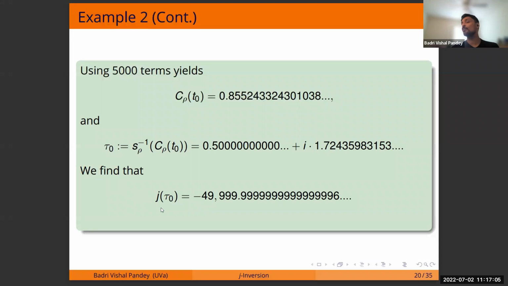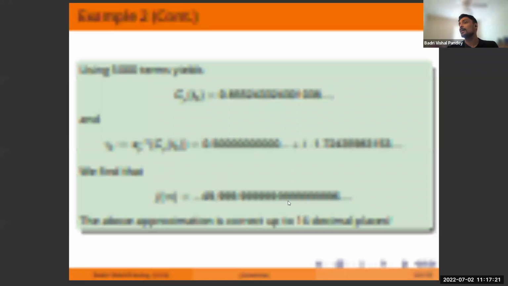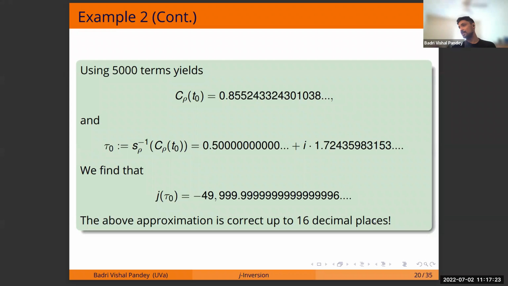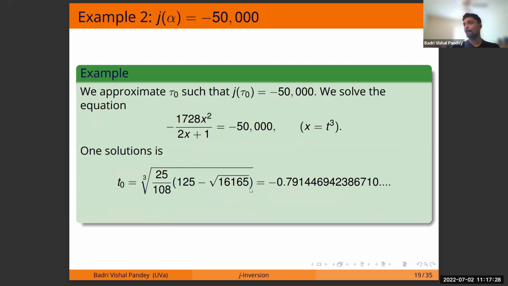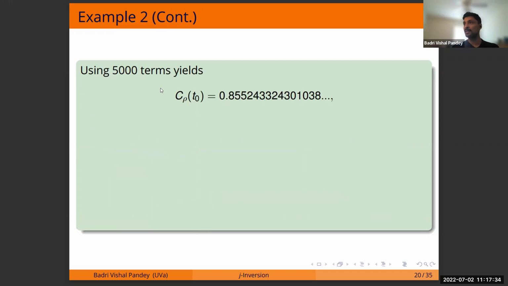There are standard packages where you can actually evaluate the j function. So when you evaluate at tau naught, you get that it's actually equal to this. So it verifies that whatever answer you are getting is correct. The approximation is correct up to 16 decimal places. And this 16 is low because our value is very close to the disk. So to get really nice approximations, we need to use more than 5,000 terms.